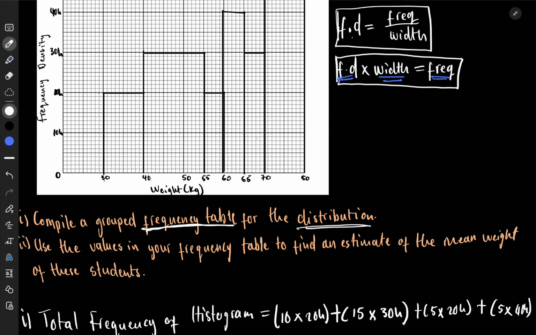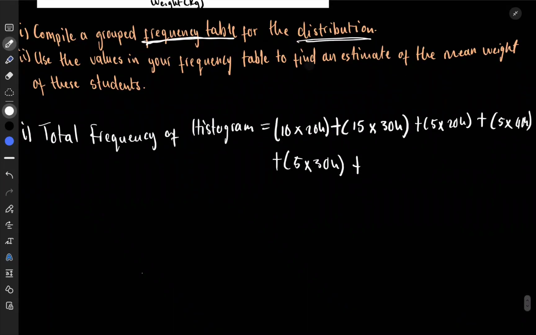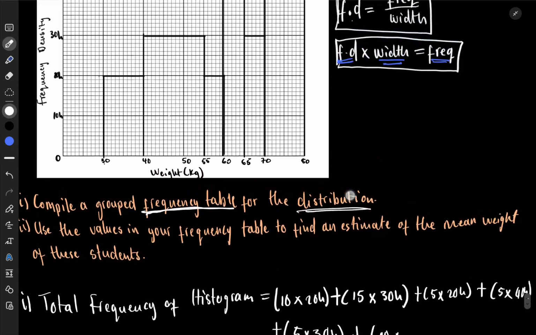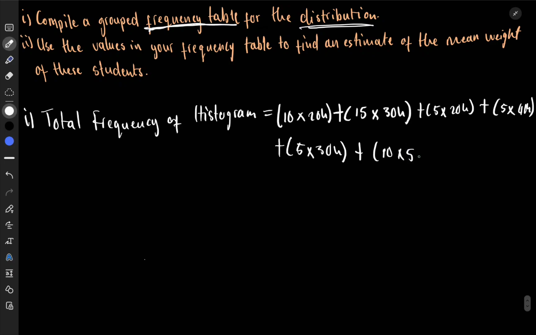Let's do the last one. 70 to 80, which is 10. So you say plus 10 times the height there. The other one was 30H; this height is 50H. So 10 times 50H.